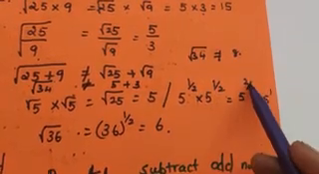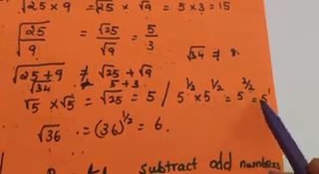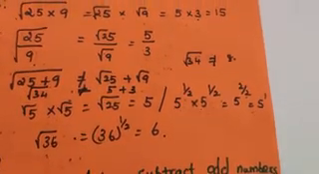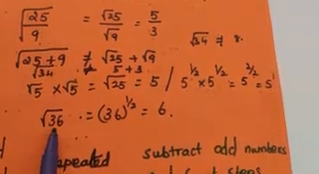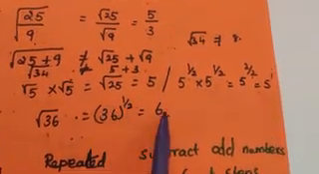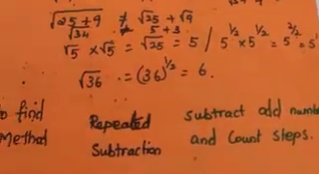So 5 power 2 by 2, both are like fractions, so 2 by 2 is 1, and 5 power 1 is 5, like that. And root 36 we can write as 36 to the power 1 by 2, the value is 6. To make you understand, I give one more example here.